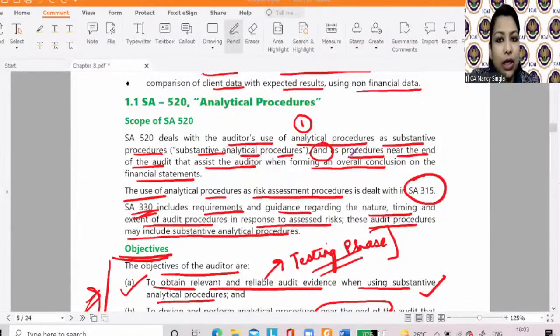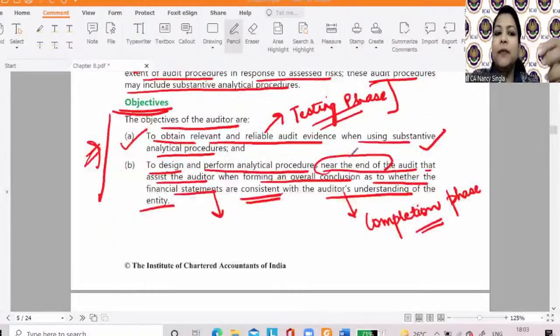in SA 315. The name of SA 315 is identifying and assessing the risk of material misstatement through understanding the entity and its environment. And SA 520 deals with the auditor's use of analytical procedure as substantive analytical procedures, and near the end of audit where the auditor has to form an overall conclusion. Okay? So what is the objective? So we saw that the objective is to obtain relevant, reliable audit evidence when performing substantive analytical procedures.